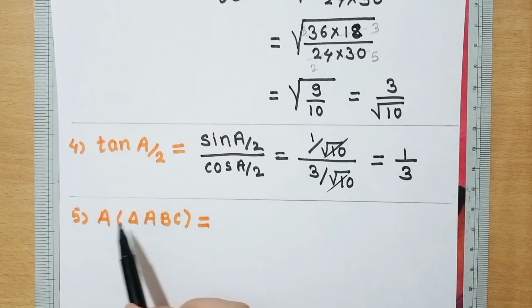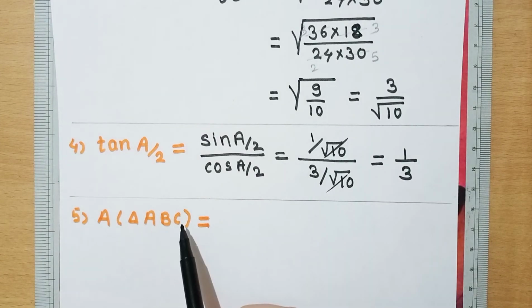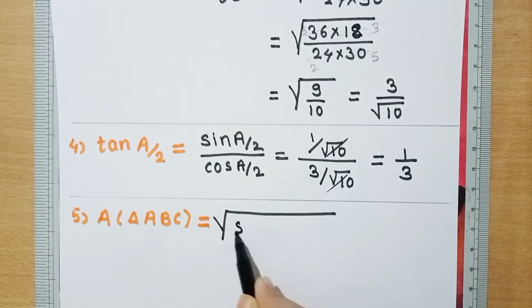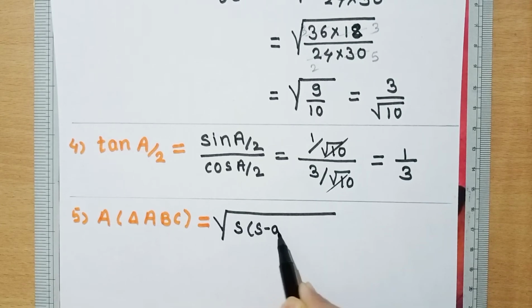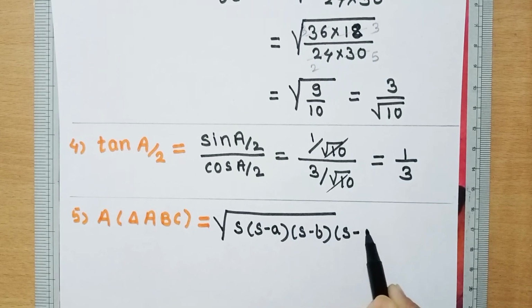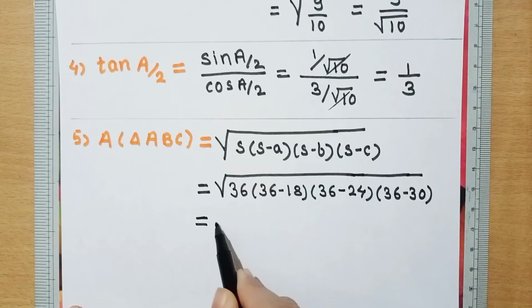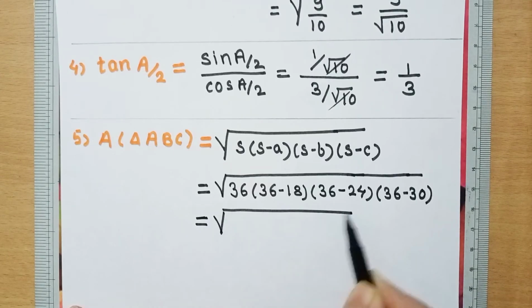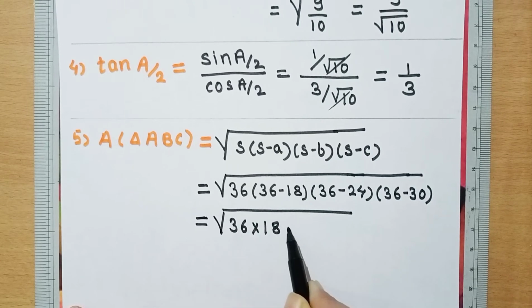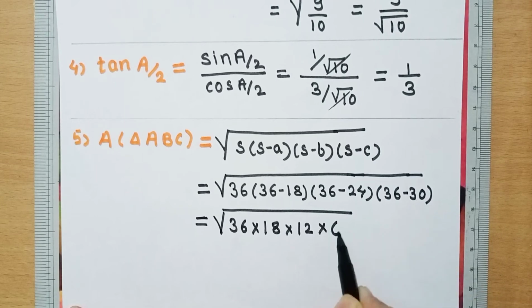Now next we have to find the area of triangle ABC. Here we will use Hero's formula, S minus A, S minus B and S minus C. Now substitute values here. Now we will write the subtraction. So this is 36, 13 is 18, this subtraction is 12 and this is 6.